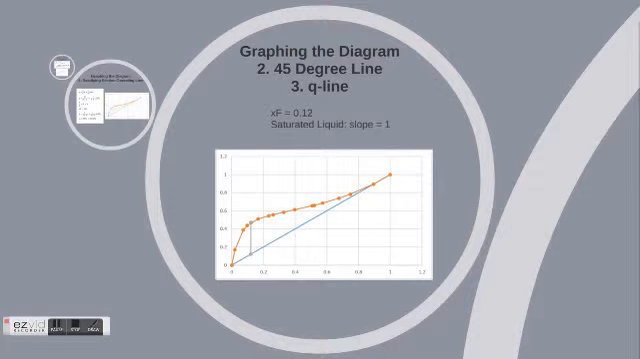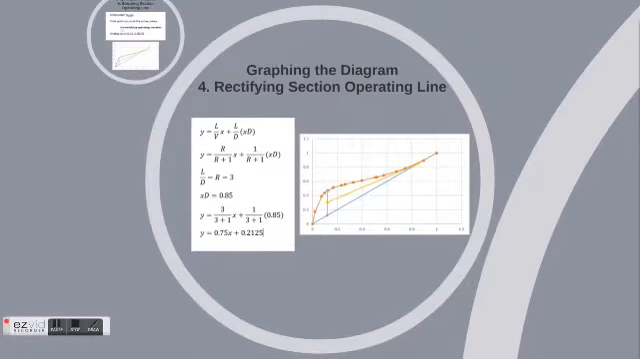The fourth line we must graph is the rectifying section operating line. We know that Y is equal to the first equation shown. However, we also know that R divided by R plus 1 is equal to L divided by V, and 1 divided by R plus 1 is equal to L/D. We know that L/D is 3, and the mole fraction of alcohol in the distillate is 0.85 from the problem statement. And so we plug in the R value and XD to the second equation and get that Y is equal to 0.75 times X plus 0.2125.